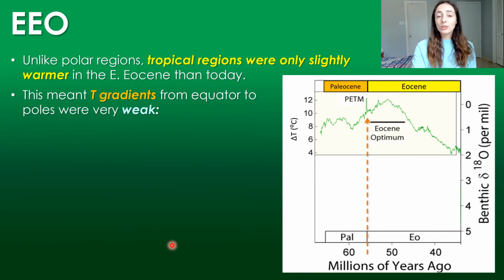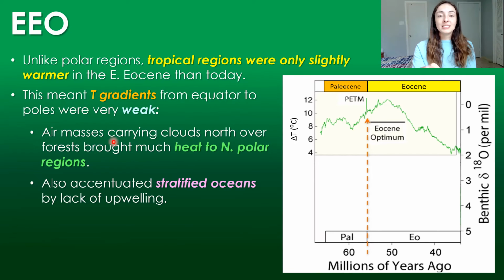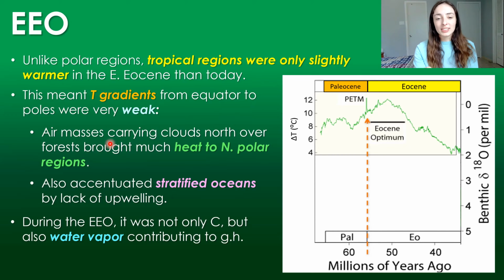And unlike polar regions, tropical regions were only slightly warmer in the early Eocene than today. That meant that temperature gradients from the equator to the poles were again very weak. Air masses carrying clouds north over the forests brought a ton of heat to the northern polar regions. These temperature gradients also accentuated the stratified oceans by lack of upwelling, as I mentioned earlier. And to go back to this forest thing really quick, dense forests covered much of the Eocene continents.